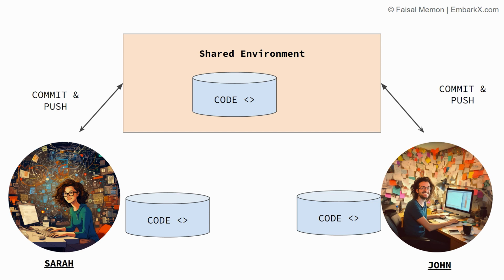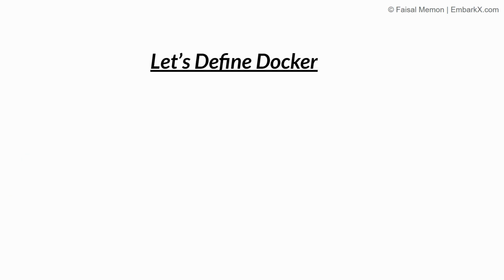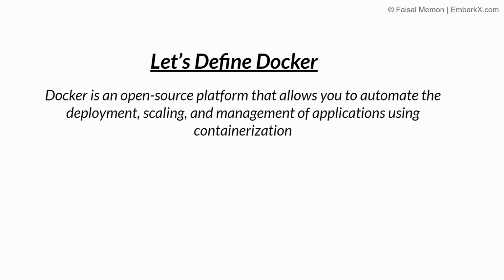So let's define Docker. What is Docker? Docker is an open source platform that allows you to automate the deployment, scaling, and management of applications using containerization. Now, containerization is a lightweight virtualization technology that enables you to package an application along with its dependencies into a standard unit, which is called a container. With Docker, you can create containers that have everything that is needed for an application to run. This can include the code, the runtime, libraries, and even the system tools.